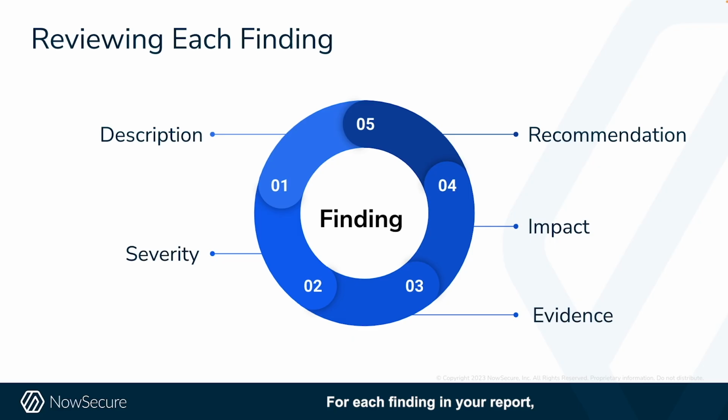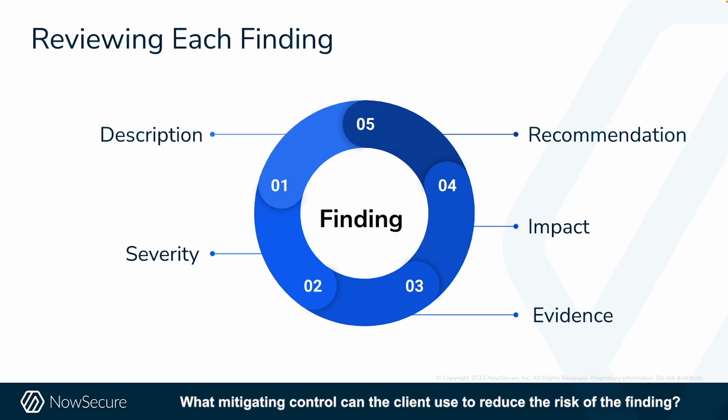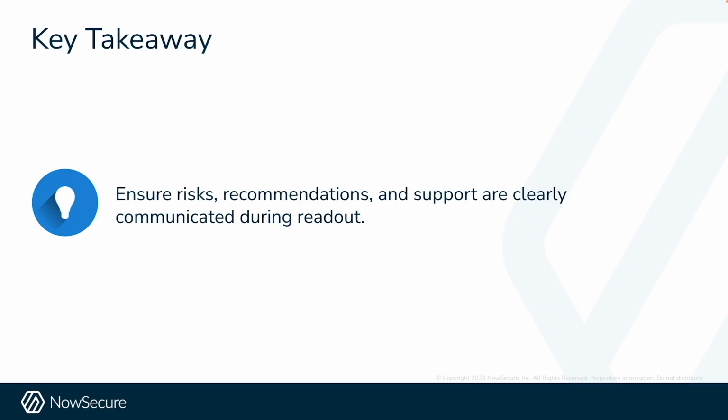For each finding in your report, ensure you review the following components with the client. What is the finding? Is the finding a high, medium, low severity? What screenshot, text, or image do you have that validates the finding? What is the expected impact of the finding if left unchecked? What mitigating control can the client use to reduce the risk of the finding? Ensure risks, recommendations, and support are clearly communicated during readout.